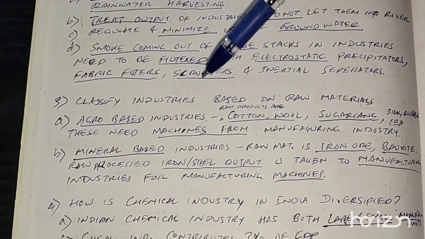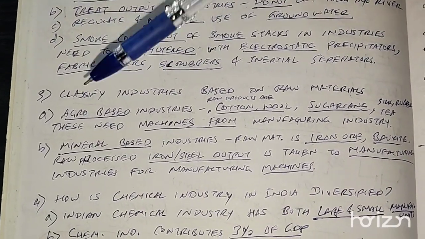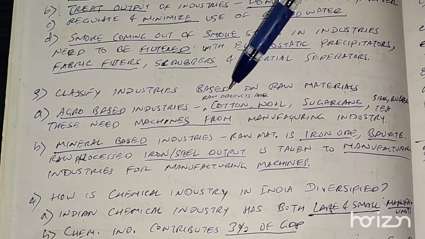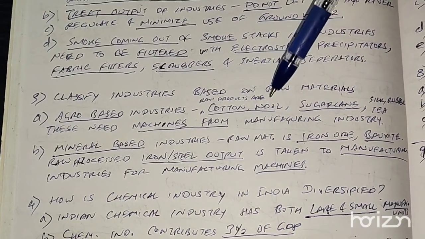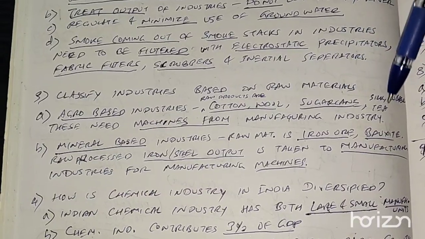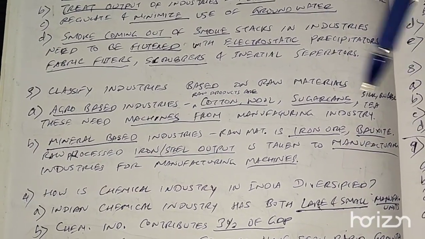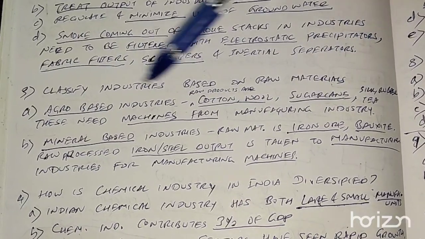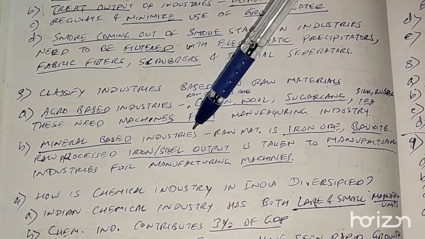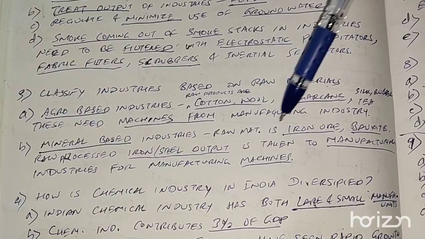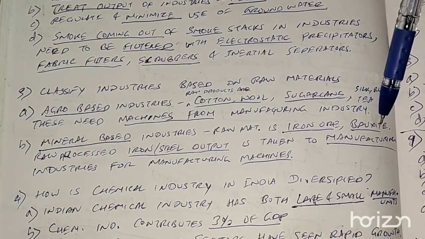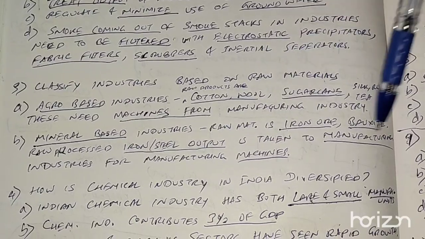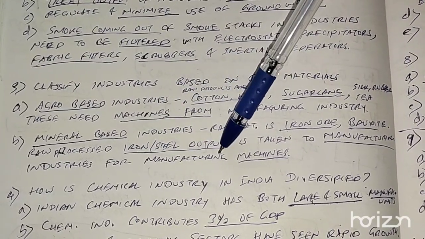Next question: classify industries based on raw materials. One is agro based industries, which are based on raw materials from agriculture. Raw products are cotton, wool, sugarcane, tea, silk, rubber, etc. These need machines from the manufacturing industry. Next is mineral based industries. The raw materials are iron ore, bauxite, etc.